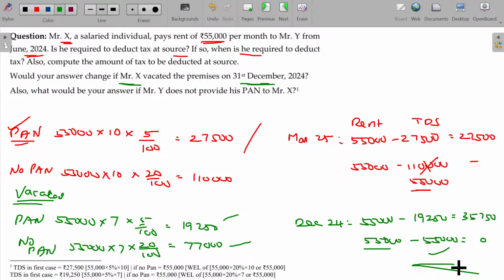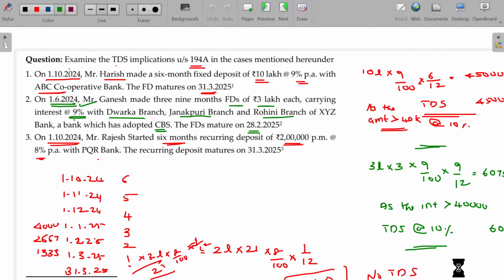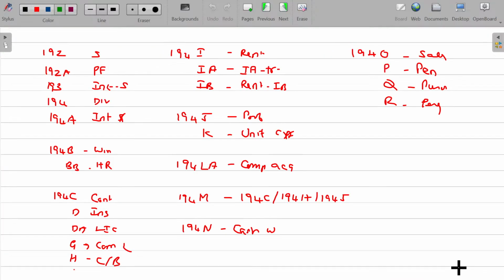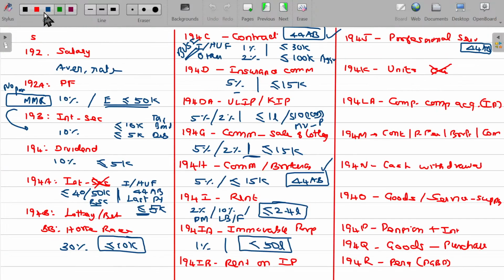Now we'll move on to the next one. In this case, 5% or 20% if PAN is not there. Less than 50,000 rupees per month is exempted.